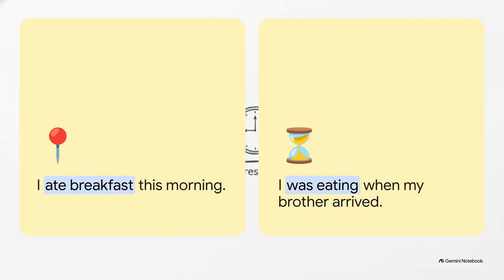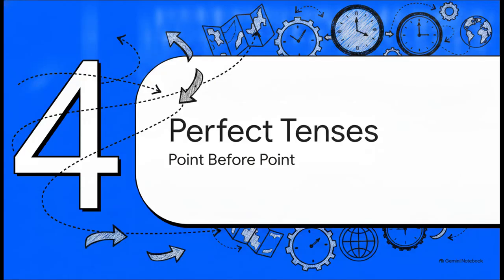Think about it this way. A simple tense gives us a solitary event. I ate. But a continuous tense paints this dynamic background scene. I was eating. And that sets the absolute perfect stage for another event to just interrupt it, like when my brother arrived. It adds such incredible cinematic detail to the way we communicate. All right, let's look at section 4, perfect tenses, the point before point.